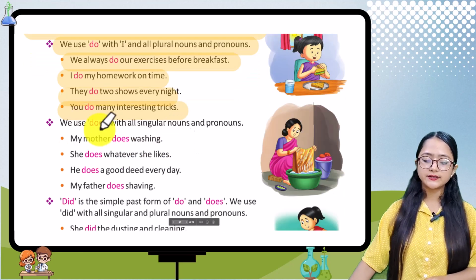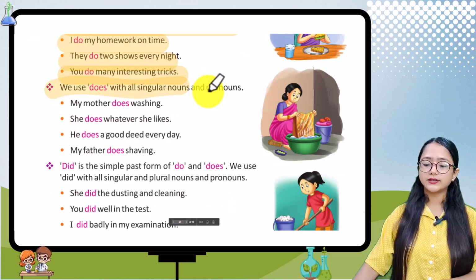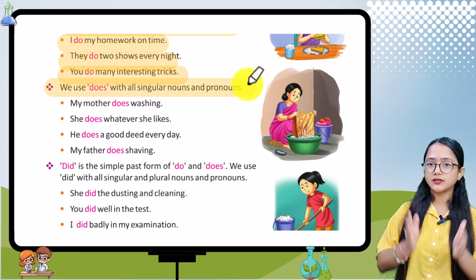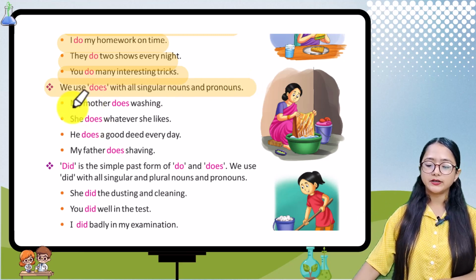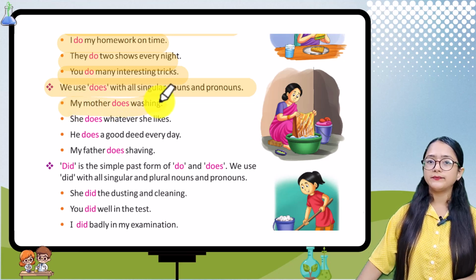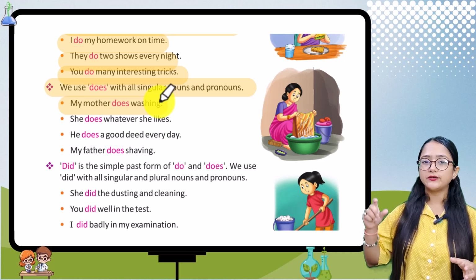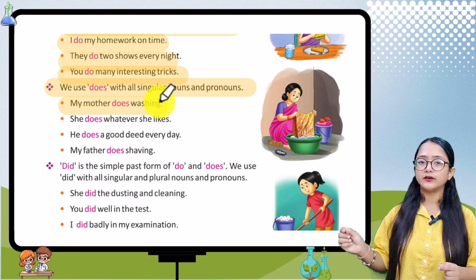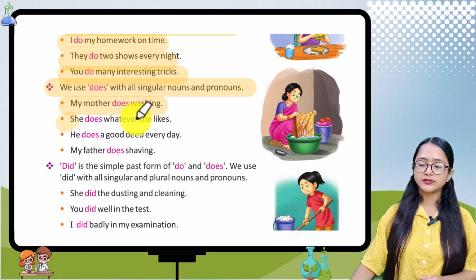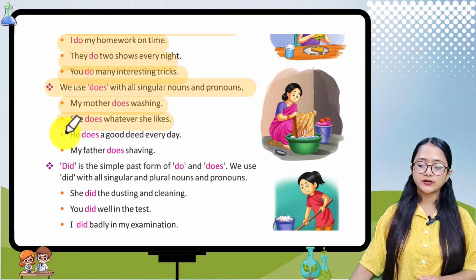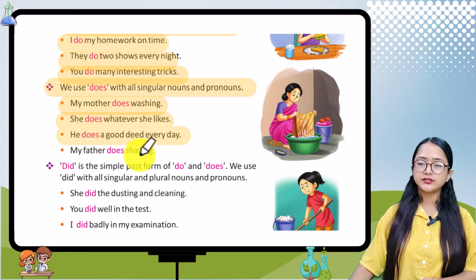Now the next one is we use does with all singular nouns and pronouns. For example, my mother does washing. Here it is talking about a single person, that is mother, and with that you have to use the singular type of the verb, that is does. Next one, she does whatever she likes. Next one, he does a good deed every day. Next, my father does shaving.